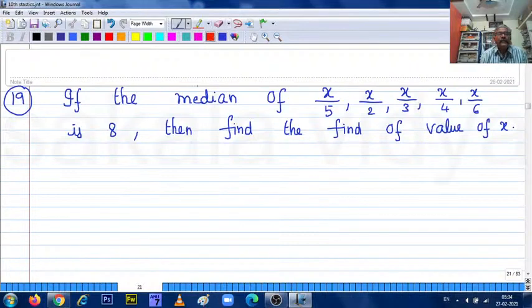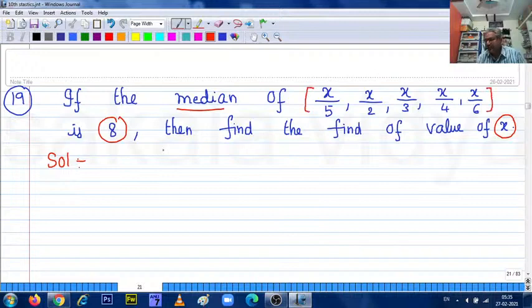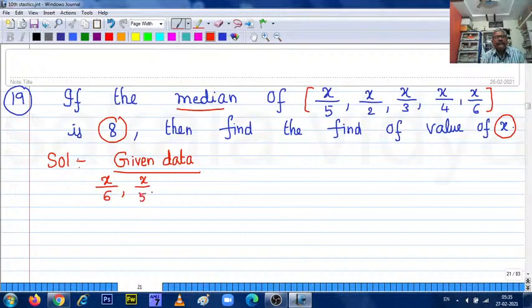If the median of the data is given as 8, then we need to find the value of x. First of all, let us arrange the given data in ascending order. Ascending order means we write x by 6, then x by 5, x by 4, x by 3, and then x by 2.